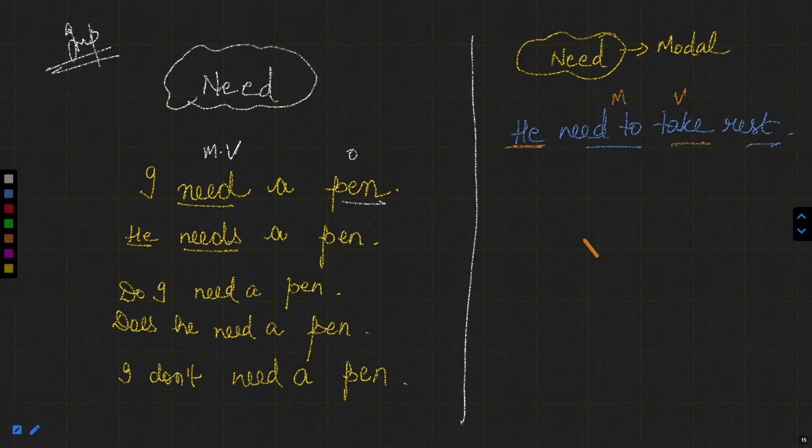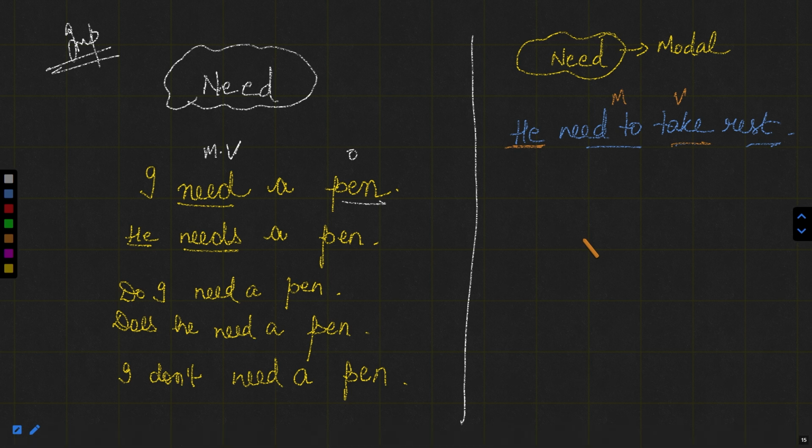We cannot change will into wills. We cannot change can into cans. We cannot change shall into shells. It will remain the same. Whatever the subject may be, it is totally irrelevant. So with he need to, or with I also, I will write need to. I need to take rest. Now, this is actually when need behaves like a modal.